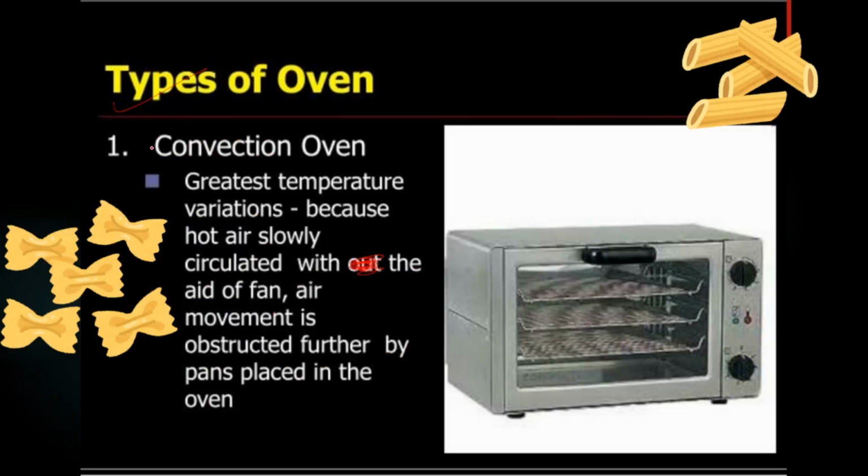There are different types of ovens. In this one type is the convection oven. Here greater temperature variations occur because hot air slowly circulates with the aid of a fan. Air movement is obstructed further by the pans placed in the oven. In this it uses a fan to circulate hot air evenly around the food. Then it ensures a faster and more uniform cooking or baking.